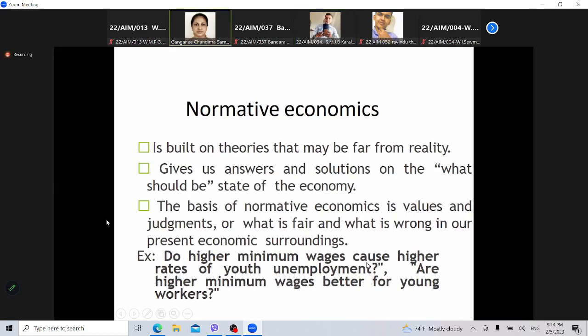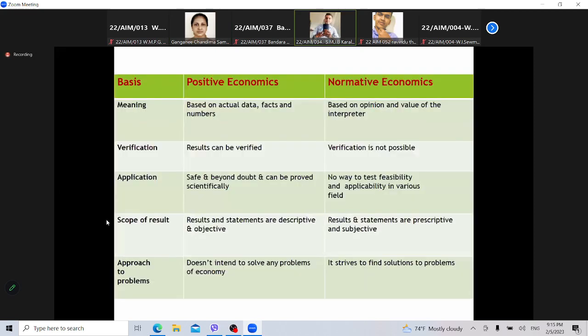Are higher minimum wages better for young workers? To answer these questions, we don't have any theory. We have to take people's opinion, young people's or youth's opinion, and just take an idea of how we explain whether these minimum wages cause a high rate of unemployment. Okay. Then these are the rough idea of normative and positive economics.